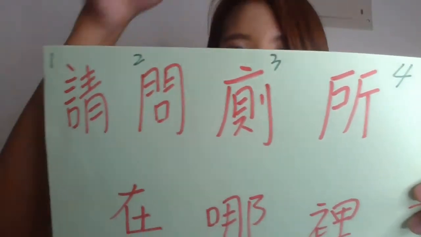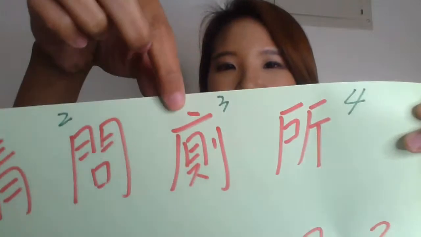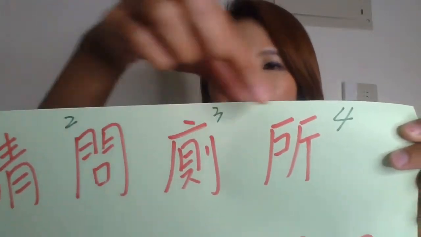The answer is this and this, 3 and 4. How do you know? How can you find it? 答对了, 3 and 4. Okay, 3 and 4, 厕所, bathroom.